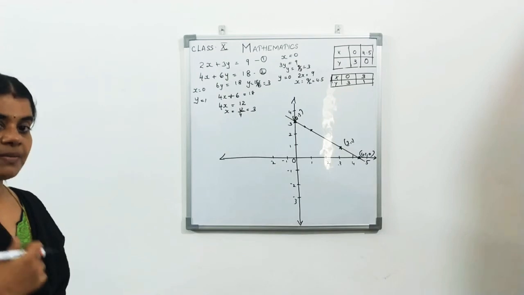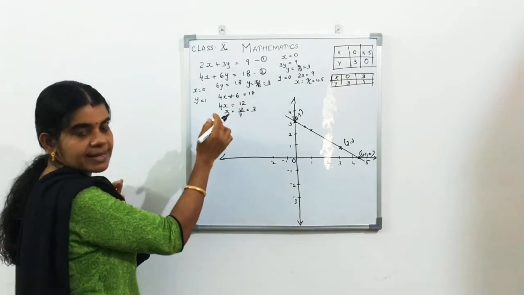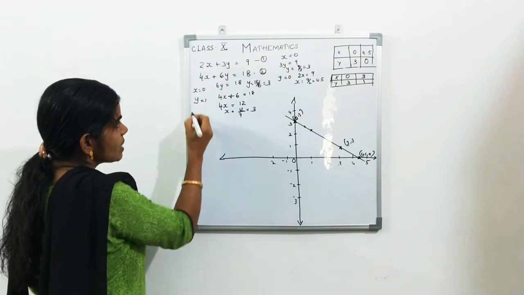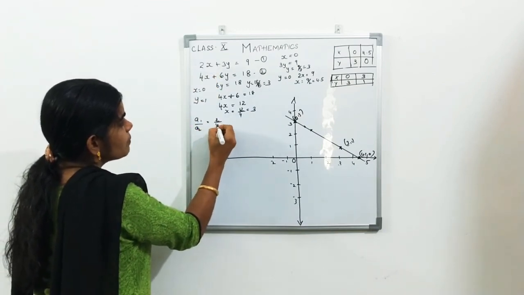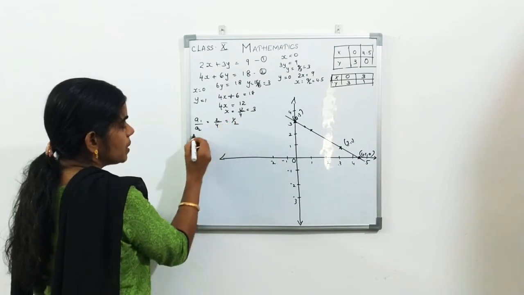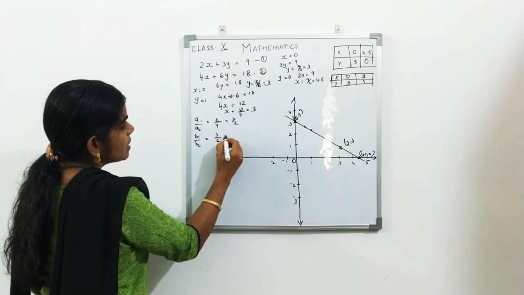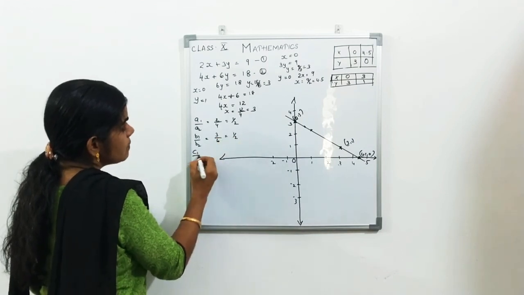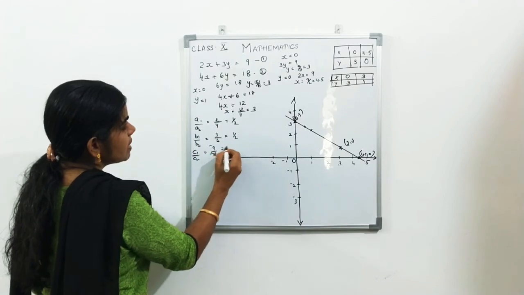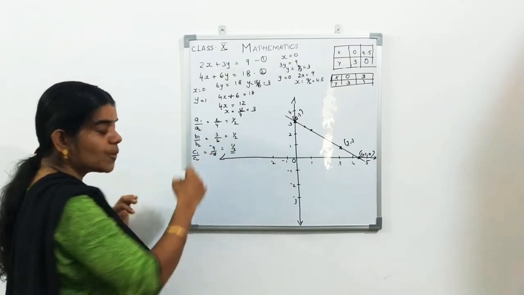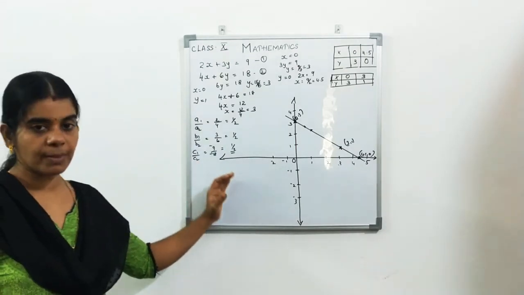In the previous case itself, before drawing the graph, you can get the idea. Just look, here a1 by a2 is equal to 2 by 4, that's equal to 1 by 2. b1 by b2 is equal to 3 by 6, that's equal to 1 by 2. c1 by c2 is equal to minus 9 by minus 18, that also you got 1 by 2. All the values, a1 by a2 equal to b1 by b2 equal to c1 by c2.